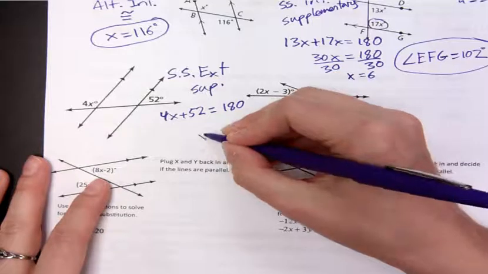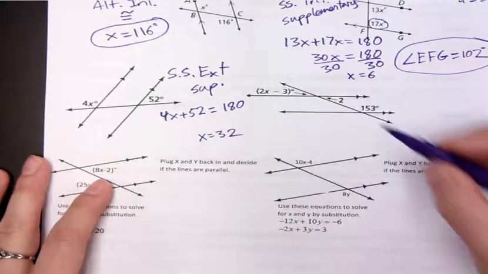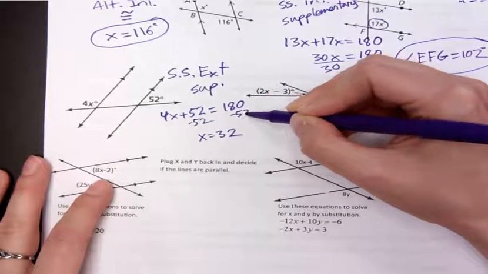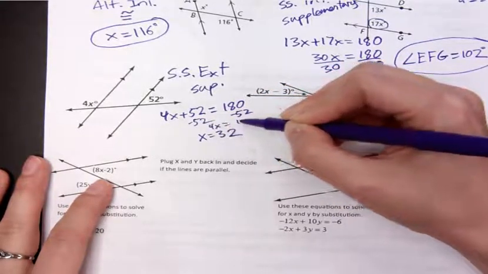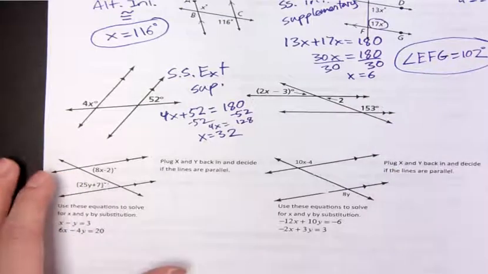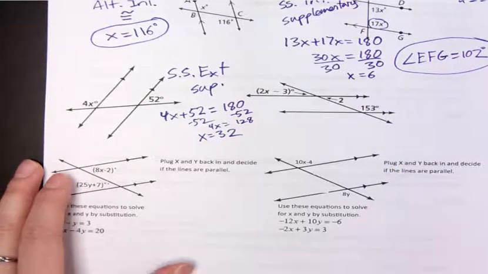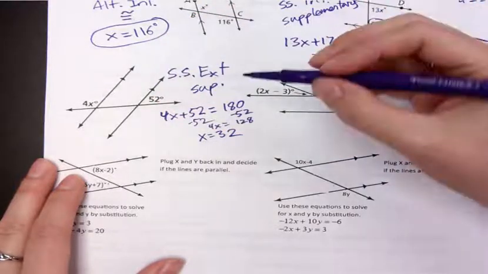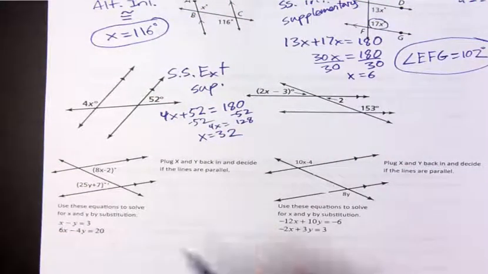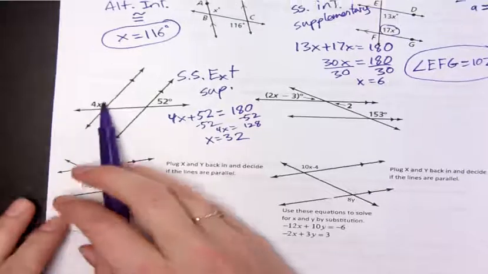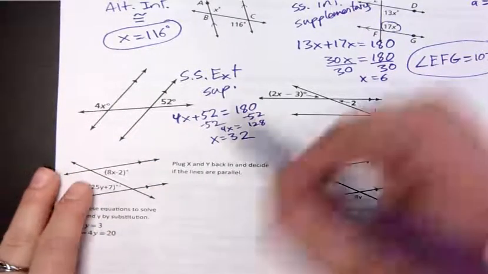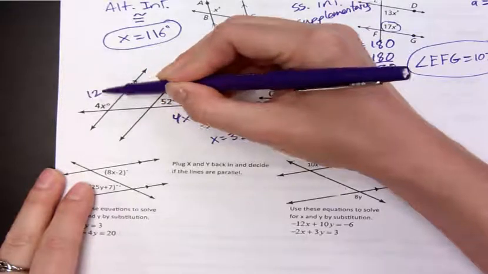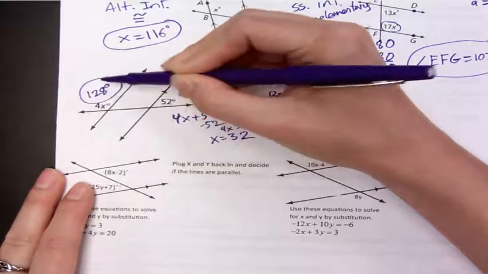Do you guys want me to show the steps to solve? All right, and then what is my answer? We assume that we're supposed to find the whole missing angle if it doesn't ask us a question. So 32 times 4, 128.